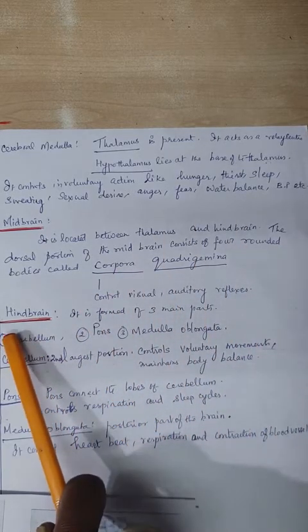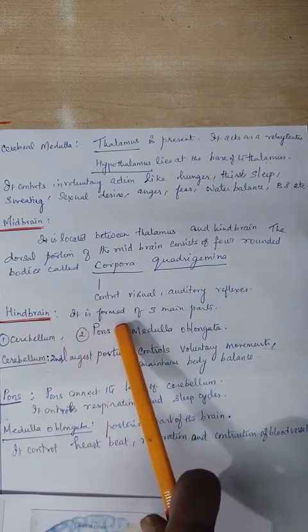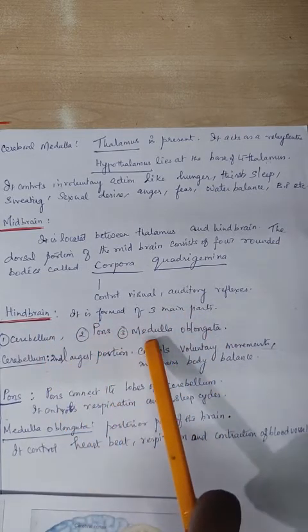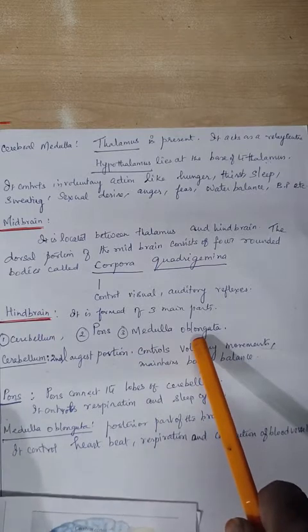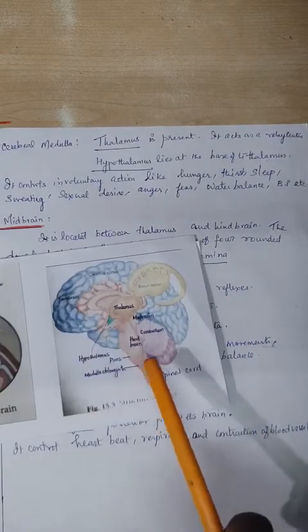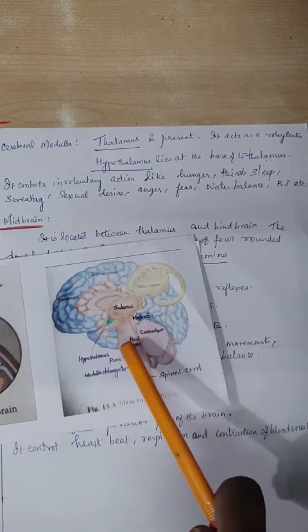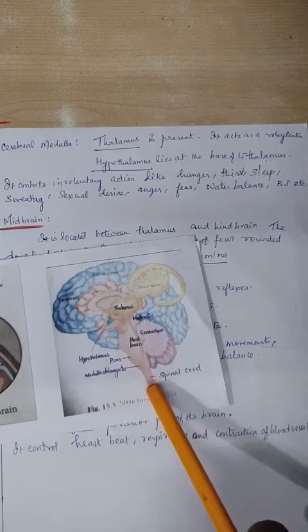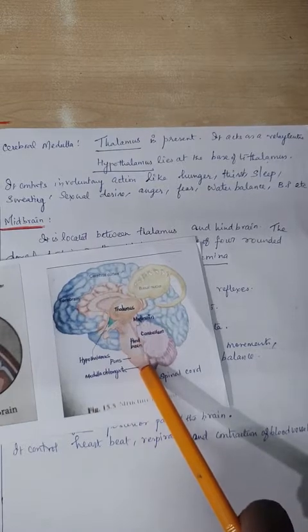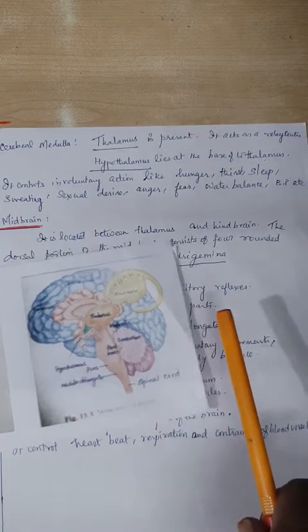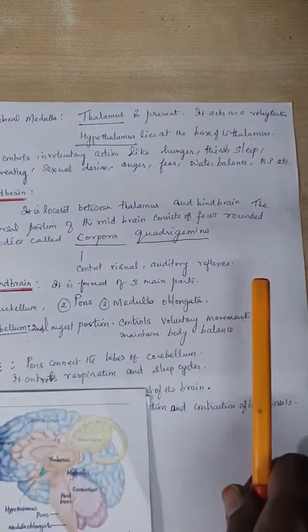The last is the hindbrain. It is formed of 3 main parts: cerebellum, pons, and medulla oblongata. In the diagram I will show you. The hindbrain is made up of cerebellum, pons, and then medulla oblongata. Medulla oblongata continues with the spinal cord. Okay, now we will see one by one.